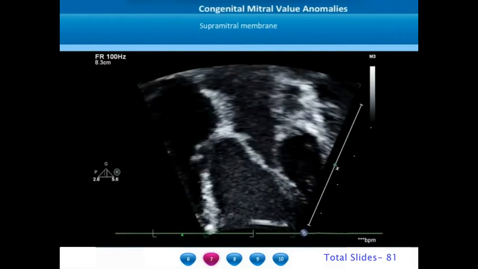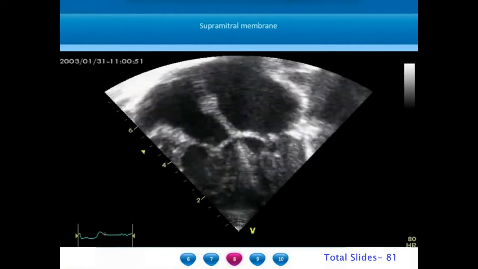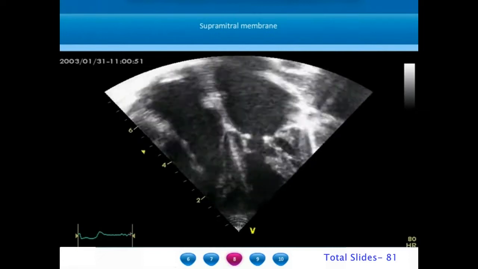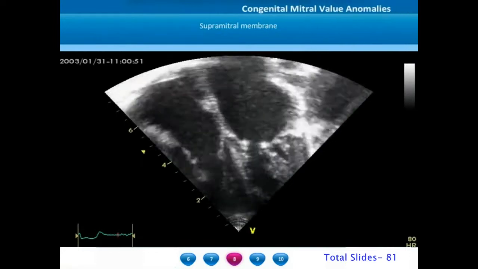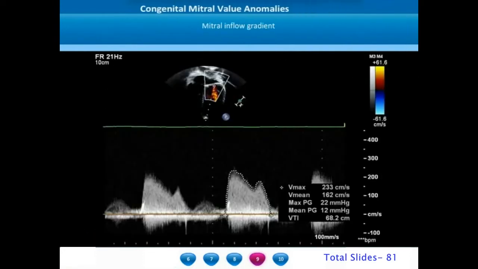Some of the supramitral rings may be very small nubbin of tissue without a substantial inflow obstruction. Sometimes it can be very fleshy and protrude significantly into the mitral inflow, thereby causing significant mitral stenosis. A Doppler interrogation of the mitral inflow gradients will reveal the severity of mitral stenosis caused by this supramitral ring. We have a mean gradient of 12 mm of mercury and a peak gradient of 22 mm of mercury in this patient with supramitral ring.